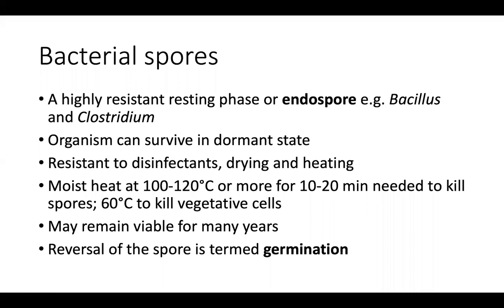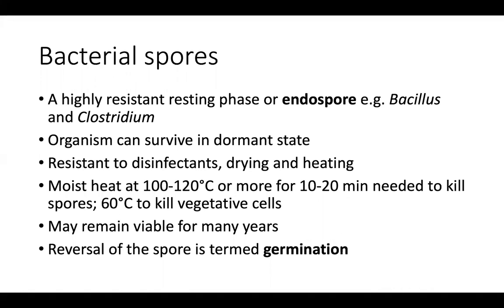So for those bacteria that have spores, it gives them an advantage because spores are a highly resistant resting phase. So they do not proliferate or divide when they're in this state, also referred to as the endospores. Medically important bacteria that produce spores include bacteria in the genera Bacillus and Clostridium. Now, they help the organism to survive in dormant states.